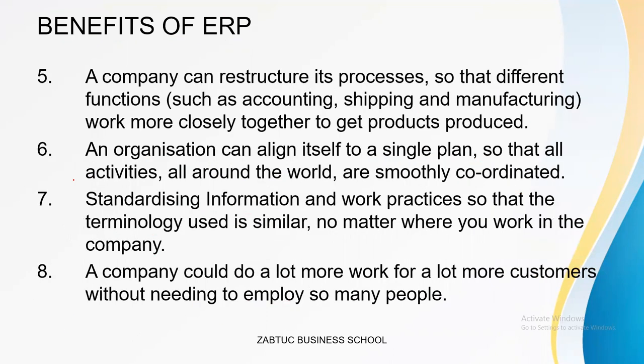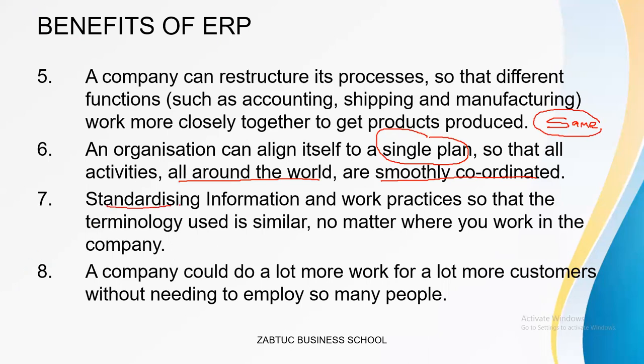A company can restructure its processes so that different functions work more closely together to get products produced. An organization can align itself to a single plan. We all have one plan because we're accessing the same shipping schedule, the same manufacturing schedule, so that all activities around the world are smoothly coordinated. Because we are advising our customers with what? The same source of information.